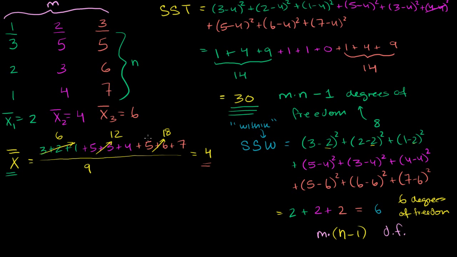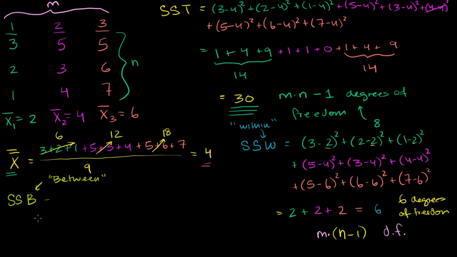Now, that was how much of the total variation is due to variation within each sample. Now let's think about how much of the variation is due to variation between the samples. And to do that, we're going to calculate, we'll call this sum of squares between. The B stands for between. Sum of squares between the samples.